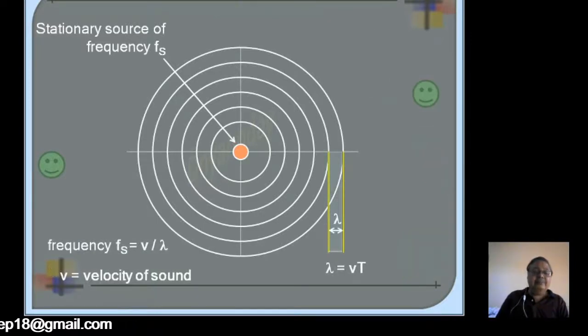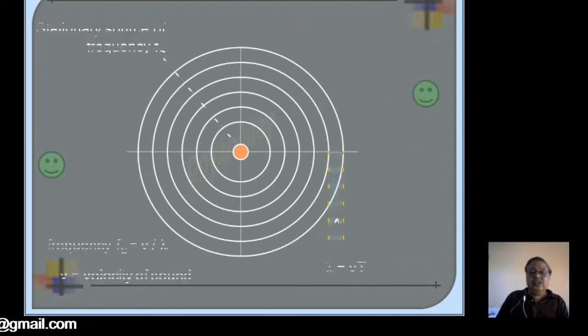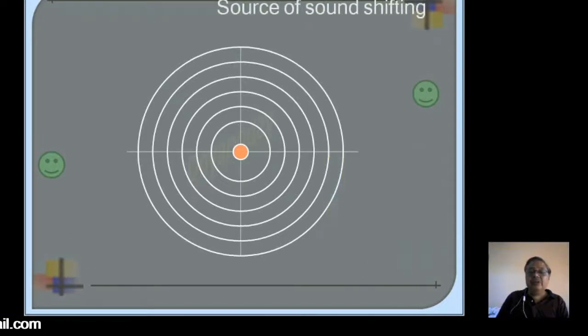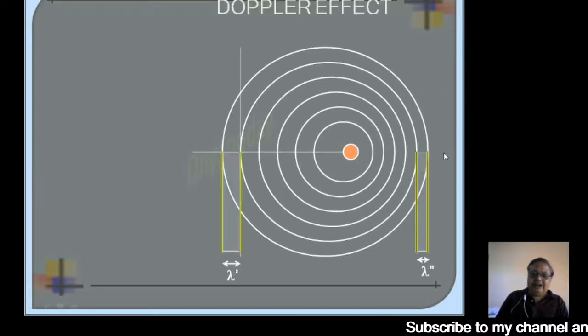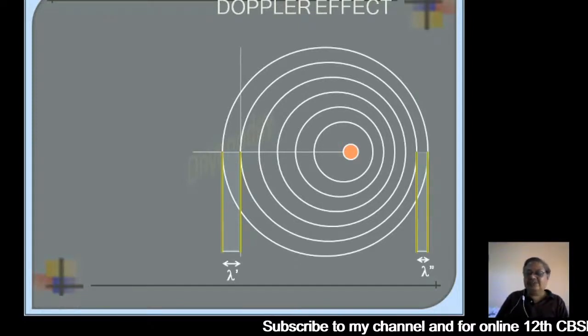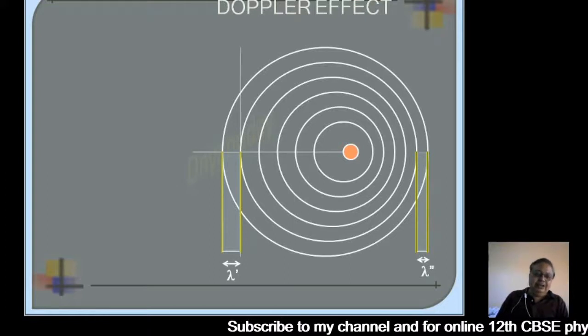This source will now start moving towards the observer on the right hand side. I would say this is the soldier, in our case, and the aeroplane was approaching the soldier. See what happens. The pattern of the wavelets will change. Here the wavelength is reduced. Here the wavelength has increased. Here the wavelength is decreased and the frequency has increased.